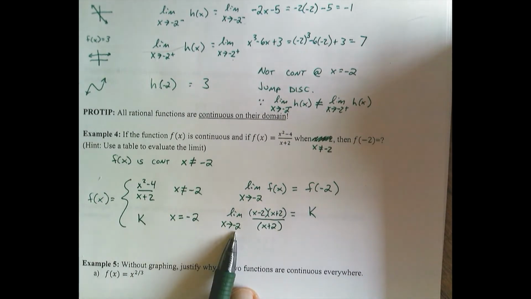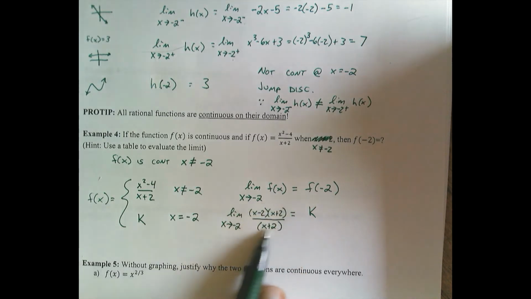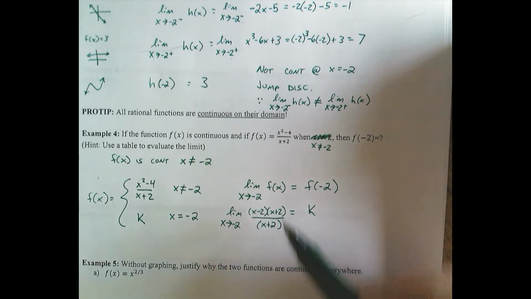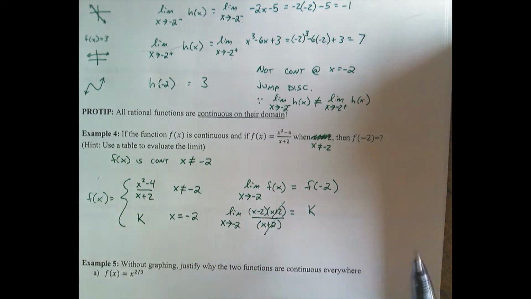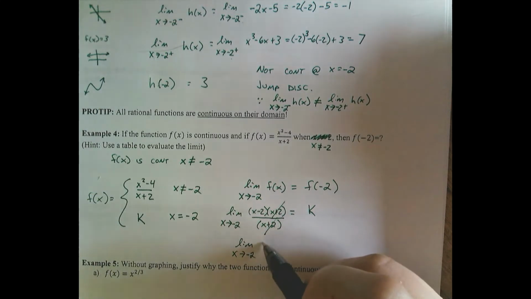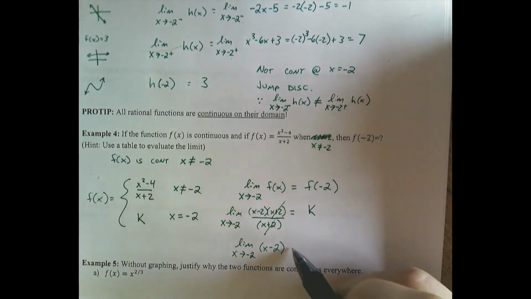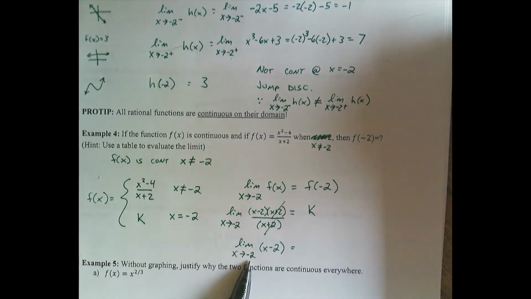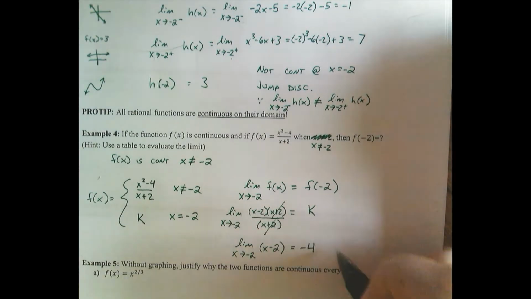If I stick -2 into this equation by direct substitution, I get a divide by zero error. However, when I'm evaluating limits, I'm allowed to do a method called factoring and canceling, and I notice that the x plus 2 on top and bottom cancel out, and I have the limit as x approaches -2 of x minus 2. So by making that canceling, I can evaluate the limit. -2 minus 2 is -4, and that is the value of k.